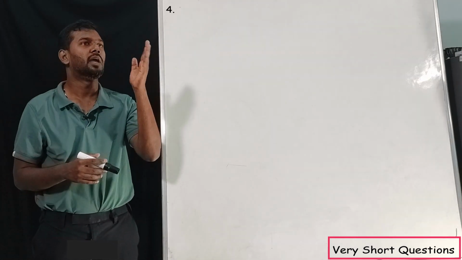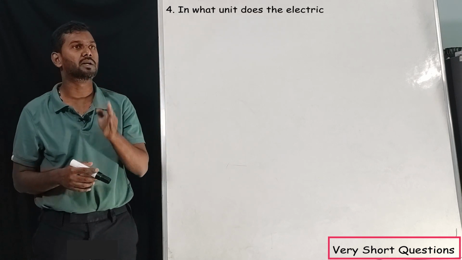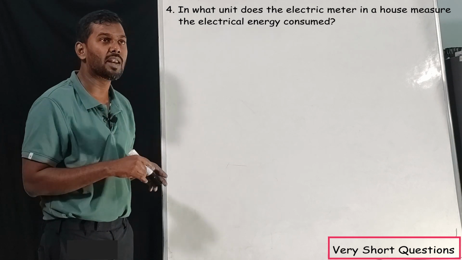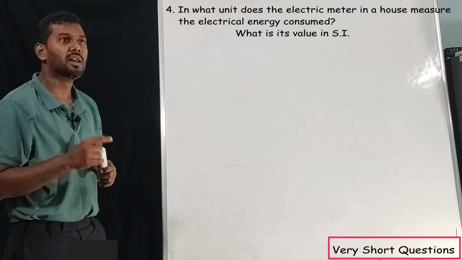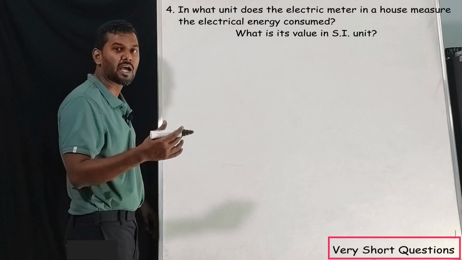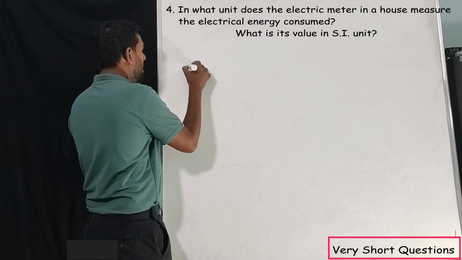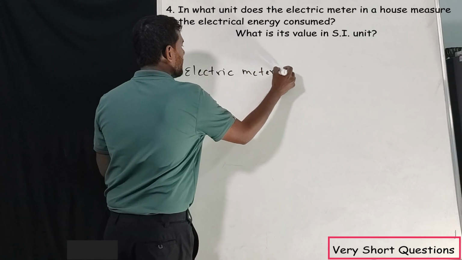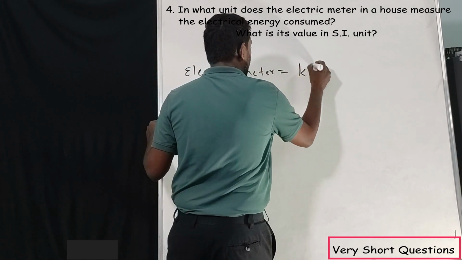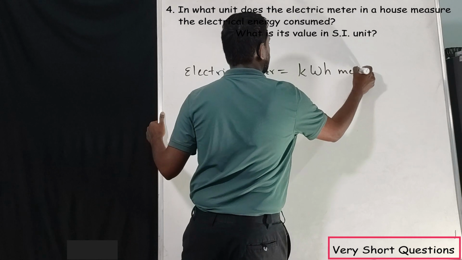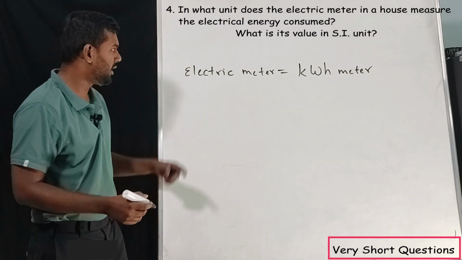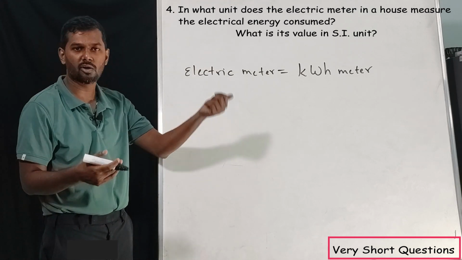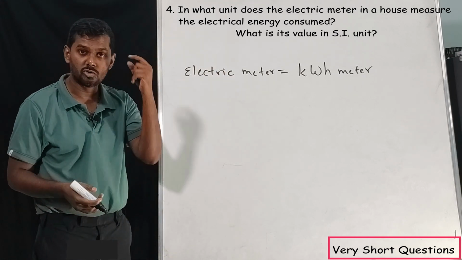Our next question, in what unit does the electric meter in a house measure the electrical energy consumed? What is its value in SI units? Very simple. What is the electric meter? Many times they'll use different words. So electric meter is nothing but kWh meter. Both the words you should know, because in the exam we don't know which word they are going to talk about. So all these things you should know.